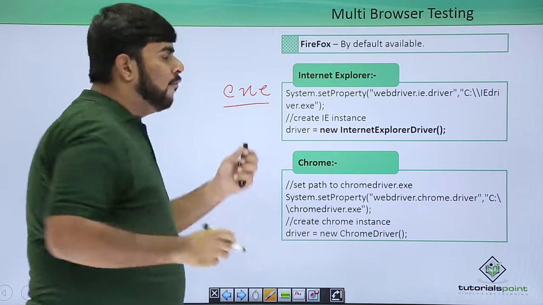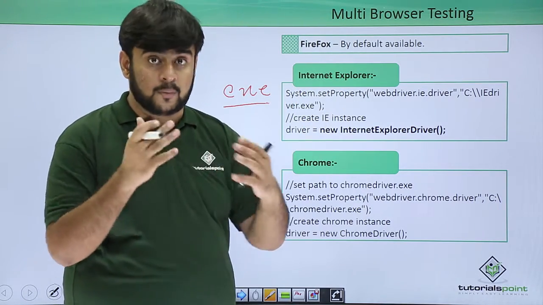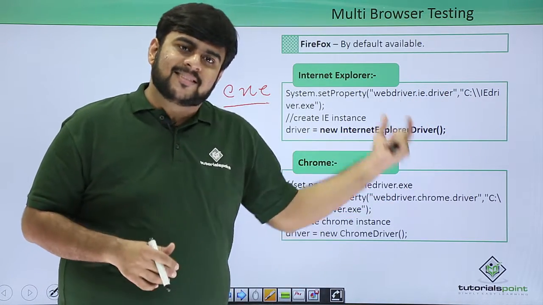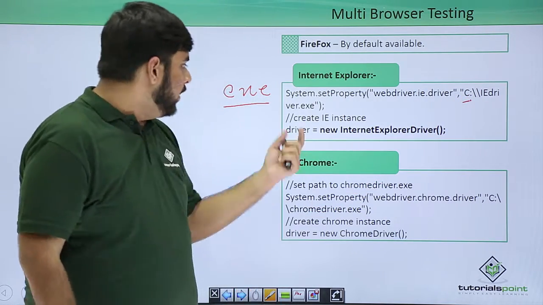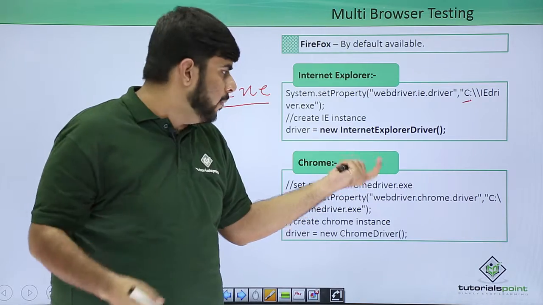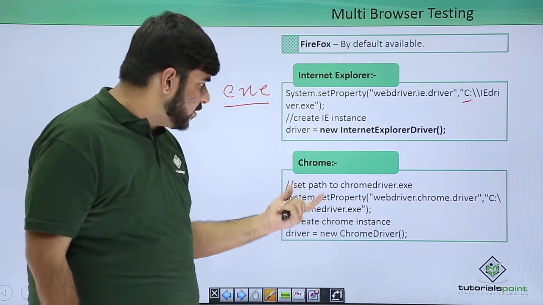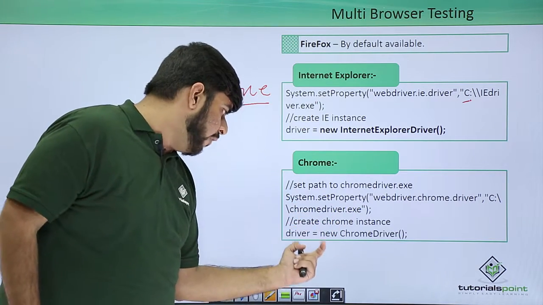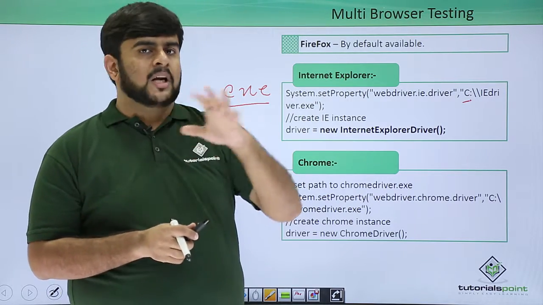Make sure that whichever exe we are downloading, we will be downloading it in our practical session. You need to mention your path. My path is C, that's why I have mentioned it here as C. You are supposed to mention your own path. Then you call the WebDriver. Till now you were calling new FirefoxDriver, but now you call new InternetExplorerDriver. Similar is the case with Chrome. You set the path of the Chrome driver, and you fire the driver as driver equal to new ChromeDriver. So this was all for multi-browser testing.